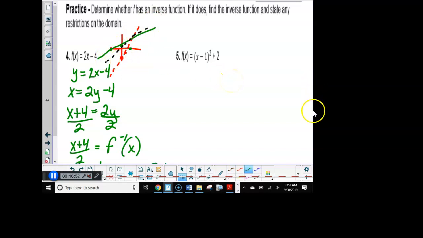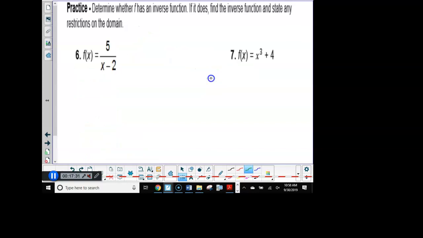What about this next one? What is this a graph of? Parabola shifted to the right 1 and up 2. So the question is, does it have an inverse function? No. It says if it has an inverse function, we're supposed to find it. We'll revisit this question later today. We could restrict the domain so that it had an inverse function. We could say I only want half the parabola, but for now it does not. So we're going to move on.